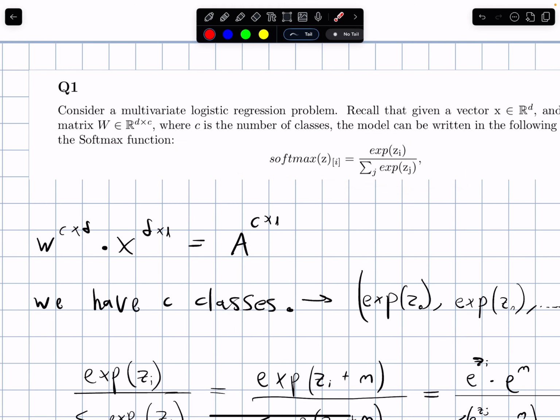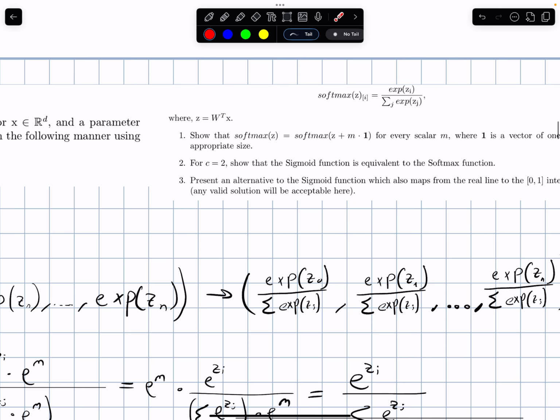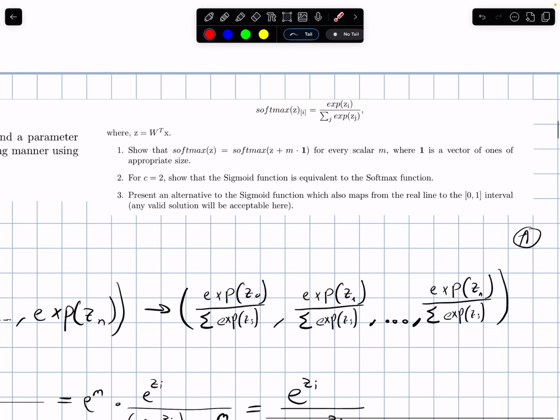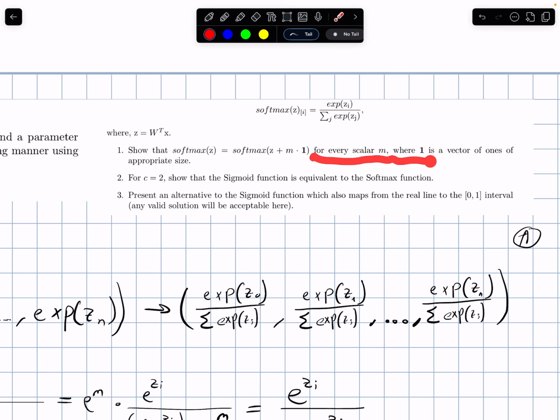So this is the softmax function, and now we have z. z is w transpose times x. Now we need to show that the softmax function stays the same even if we add a constant vector, for example, like this one, m. And they say for every scalar m, where 1 is the vector of 1's of appropriate size.